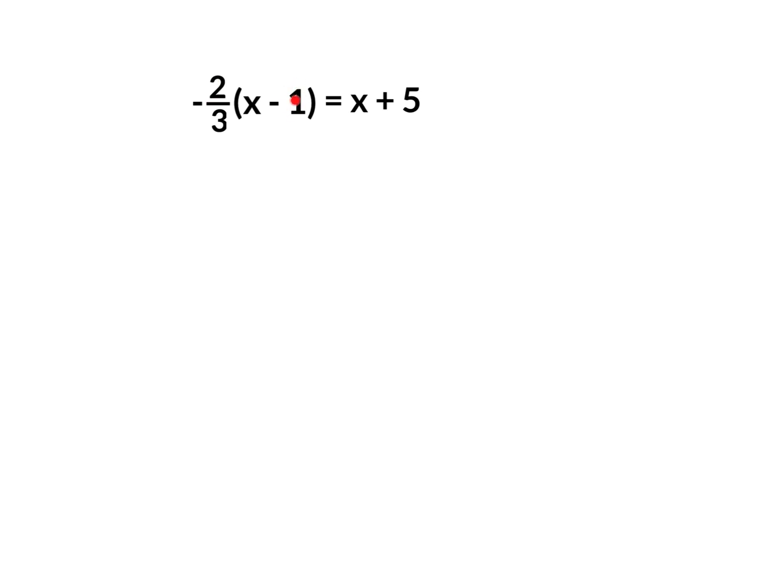2/3 times a -1, you're going to get a positive 2/3, but you're going to end up with more fractions, right? So I think it's a little easier to get rid of the fraction by multiplying everything by the denominator of the fraction that you want to get rid of. In this case, 3. So if you multiply by 3 and you multiply the x by 3 and the 5 by 3, everything by 3, it'll cancel out the fraction.